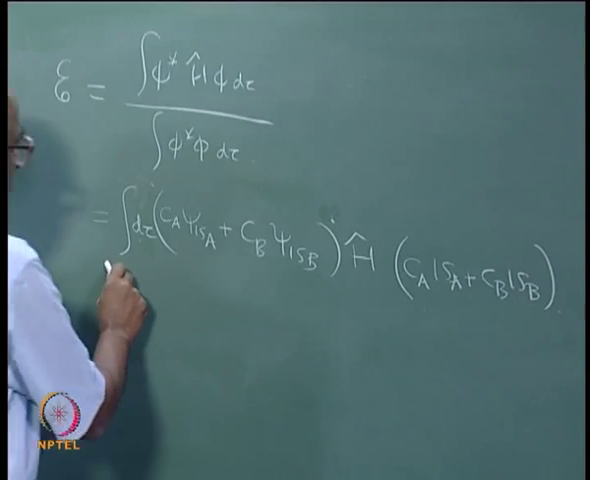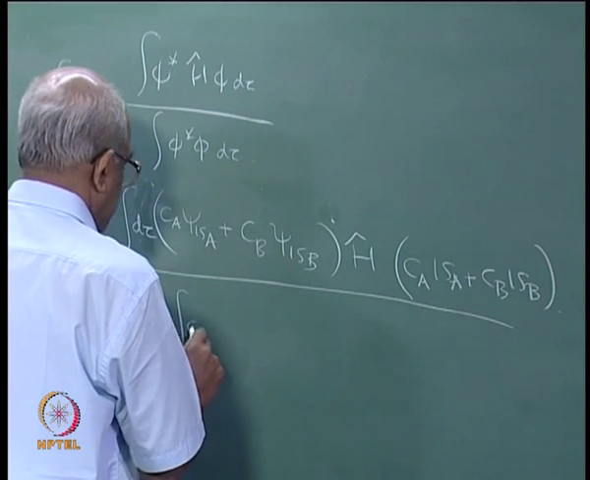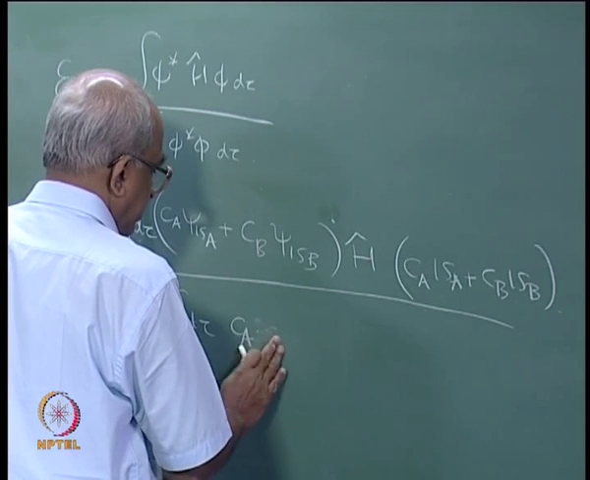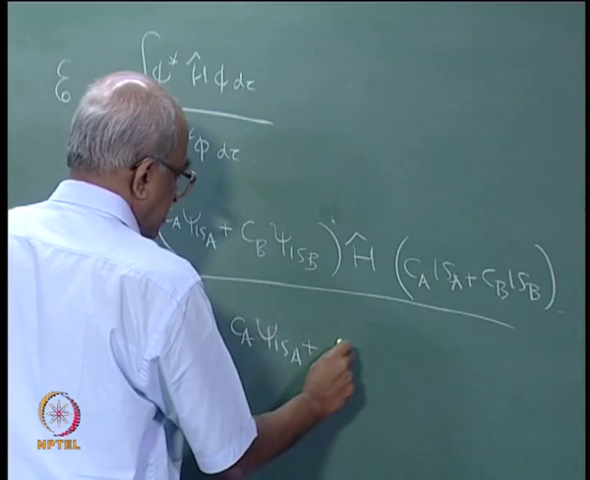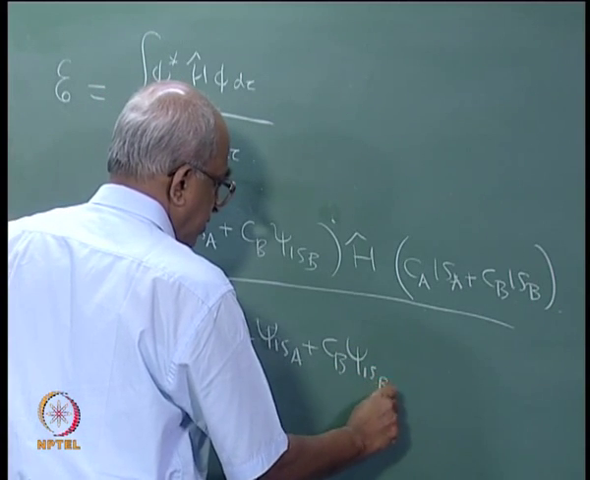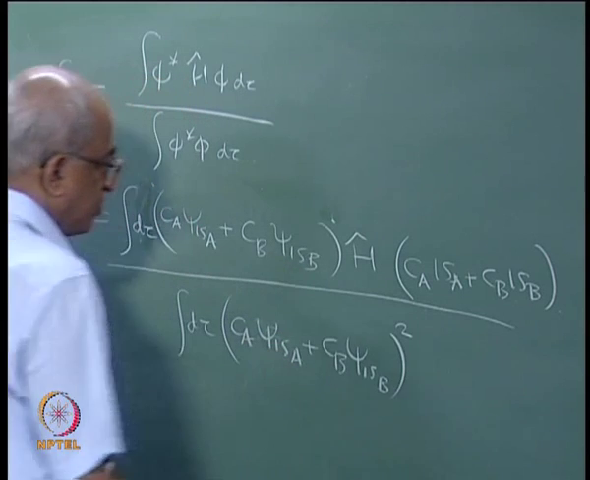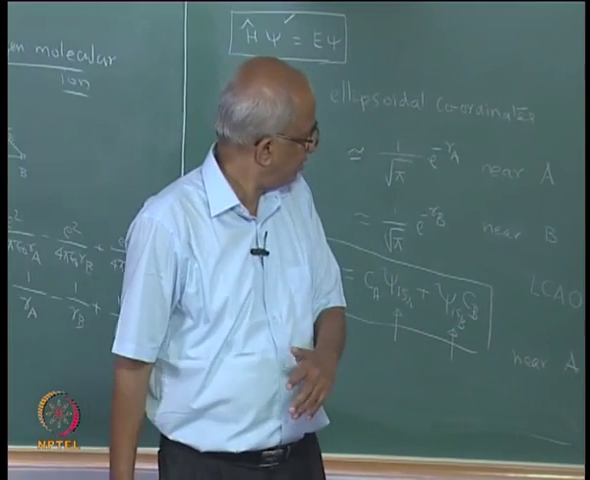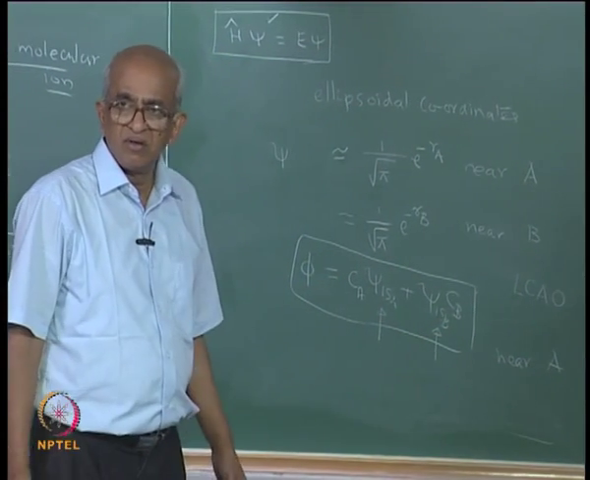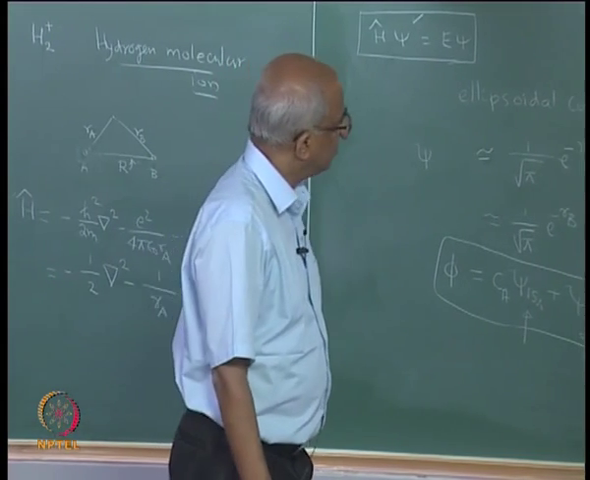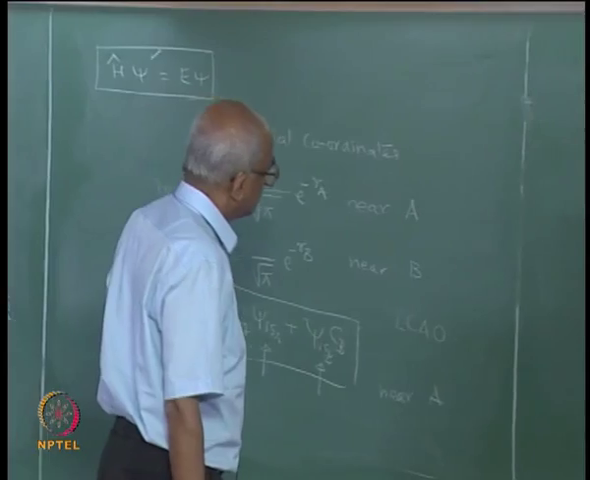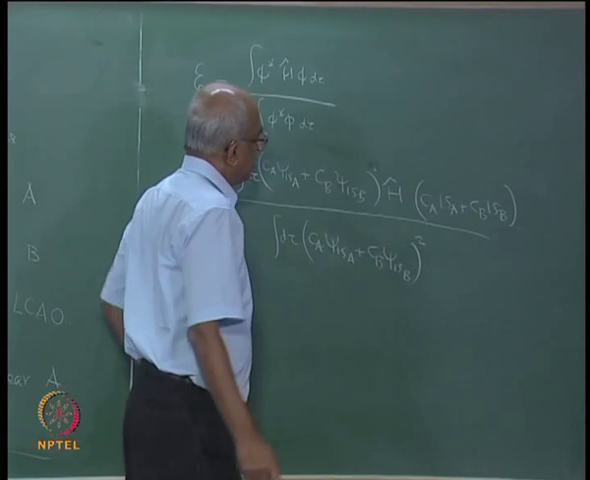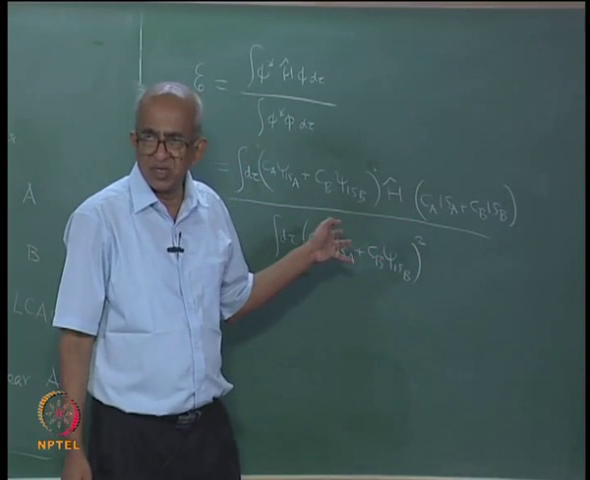And in the denominator you have exactly the same kind of expression, but for the fact that this h is missing. So you will have Ca psi 1sa plus Cb psi 1sb the whole square, right, because h is not there. Have I made a mistake? No, this is okay. The star has been removed, and now I can actually expand this. When you expand this, you will see that there are 4 terms in the numerator and 3 terms in the denominator.